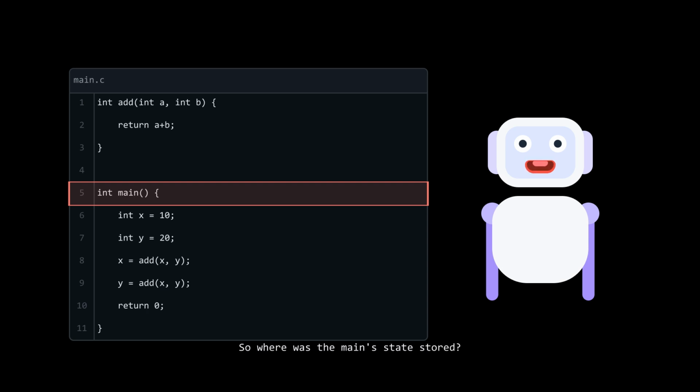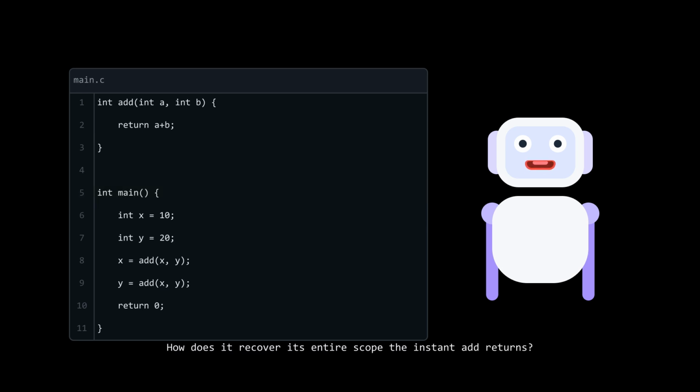So, where was the main state stored? How does it recover its entire scope the instant it returns? Keep these questions in mind. We are going to answer all of them. But first, some foundation.